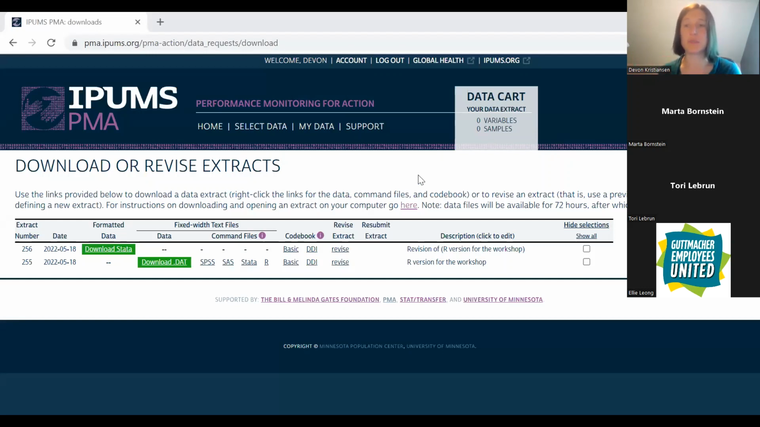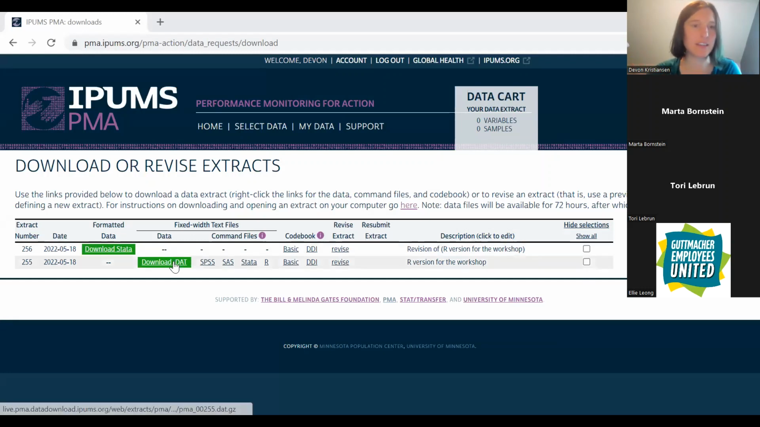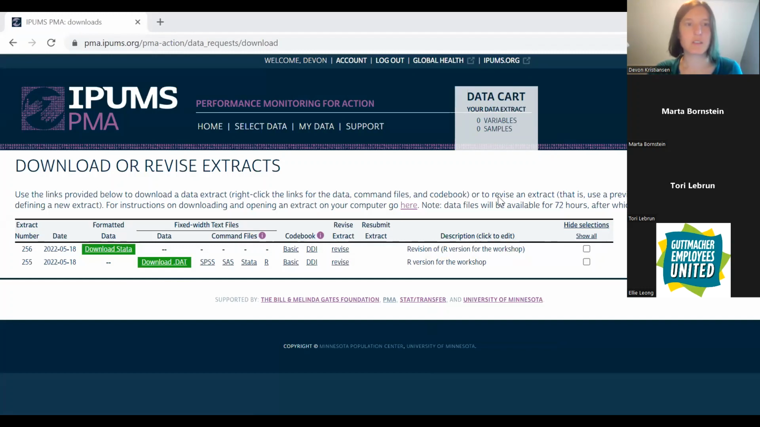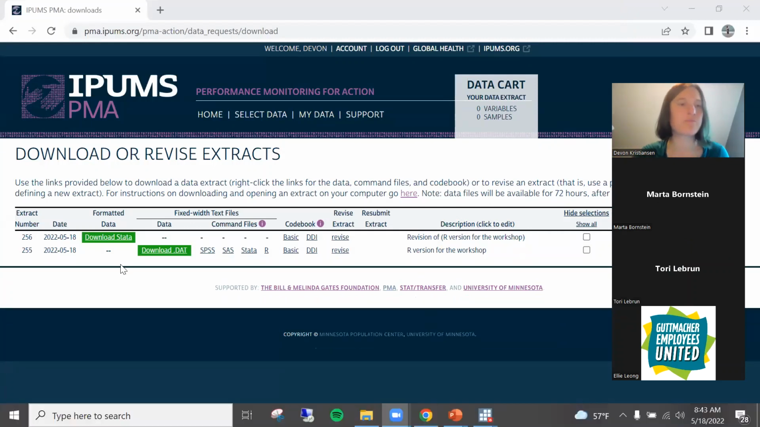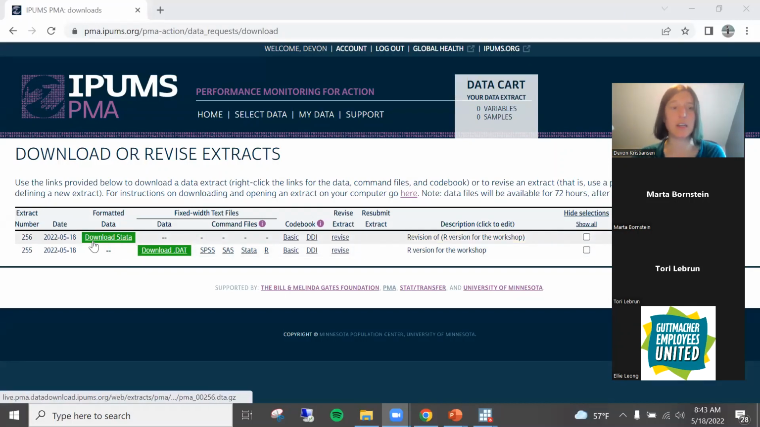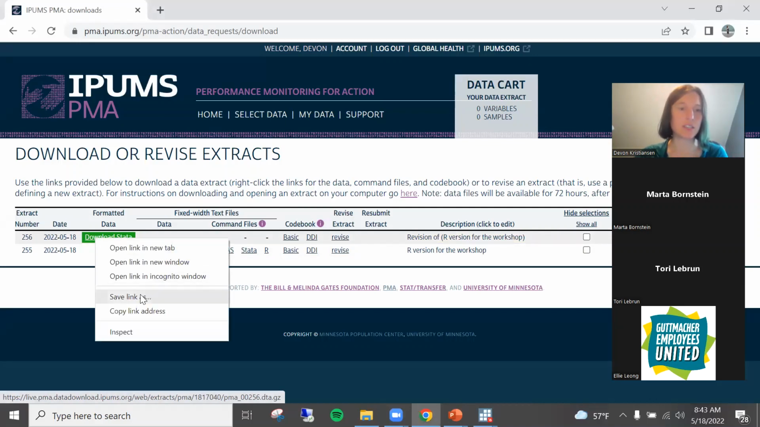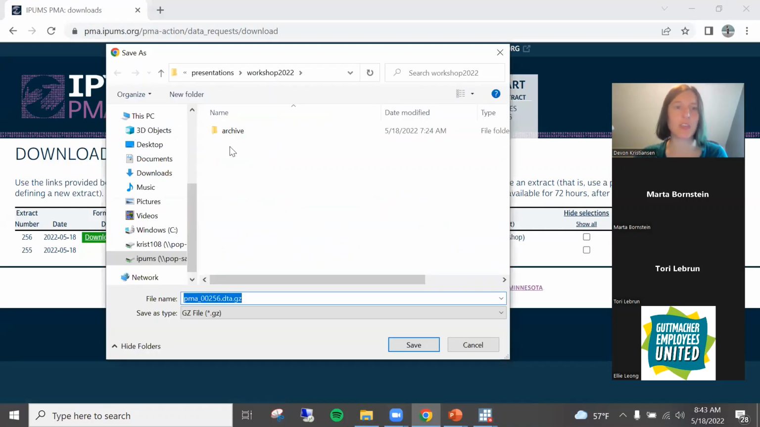I'm back at the website and I'm looking at the My Data page. As you can see, there are links here. I'm going to make sure to share my entire screen to make sure that this captures everything. So I'm going to go to the second extract that I created, and I'm going to go to the formatted data. So I'm going to right click on downloads data and save link as. Then I'm going to go to a folder where I know how to access the data later.